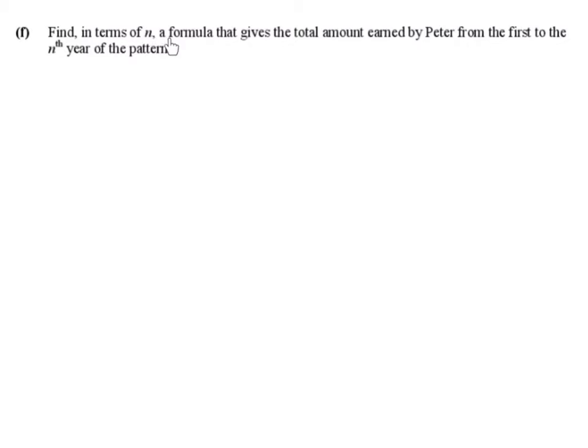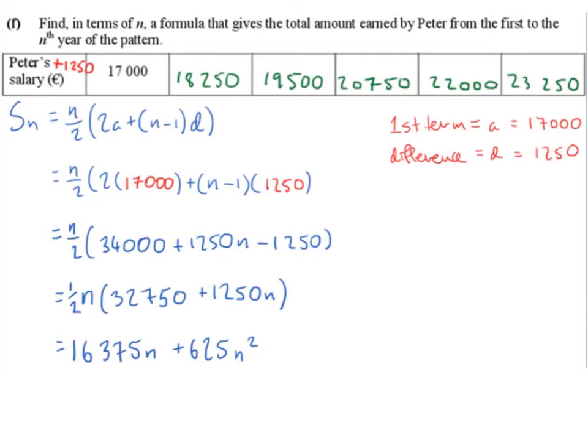Find in terms of n a formula that gives the total amount earned by Peter from the first to the nth year of the pattern. So Peter started at 17,000, then he went up to 18,250, then 19,500, and so on. So in order to find a formula for the total amount, we're going to use the sum of series formula given to us in our formula tables.